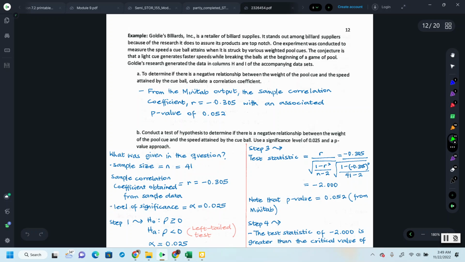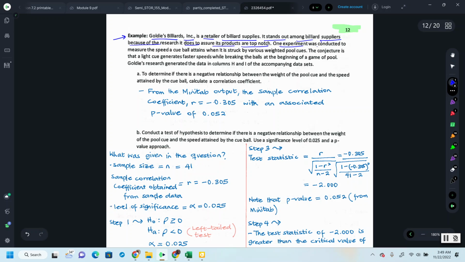We now proceed to page 12. And in the example on page 12, we're told that Goldie's Billiards Incorporated is a retailer of billiard supplies. It stands out among billiard suppliers because of the research it does to assure its products are top-notch.